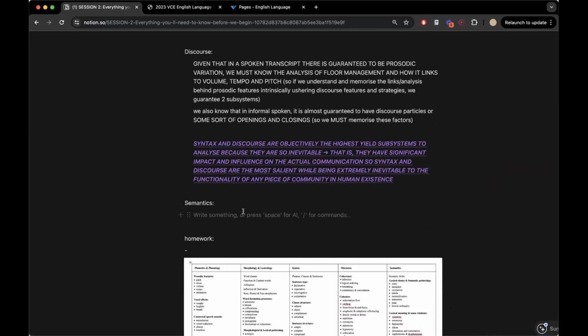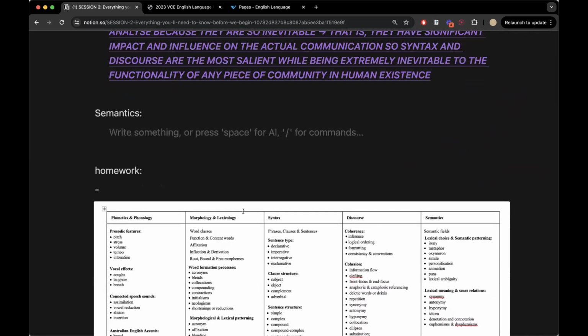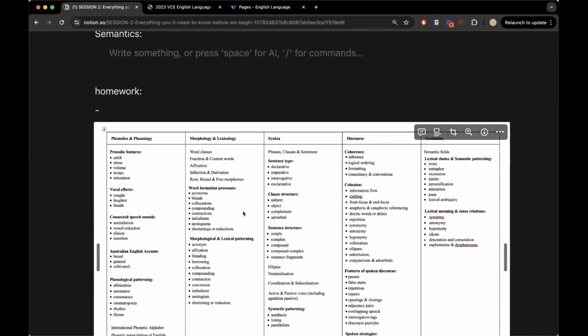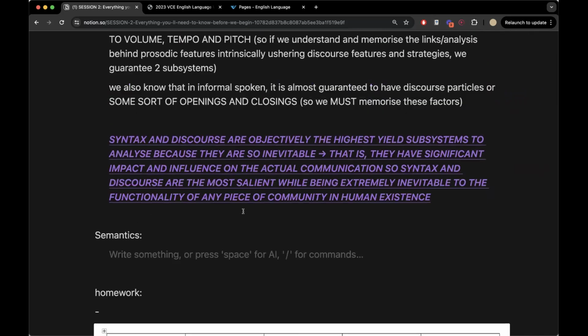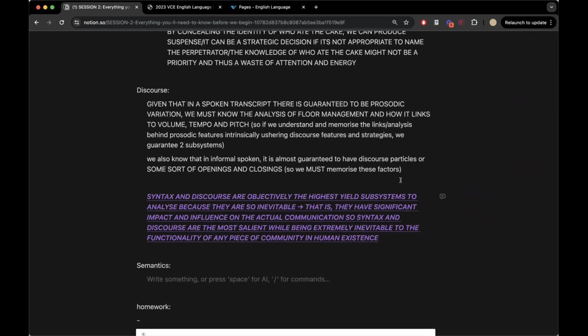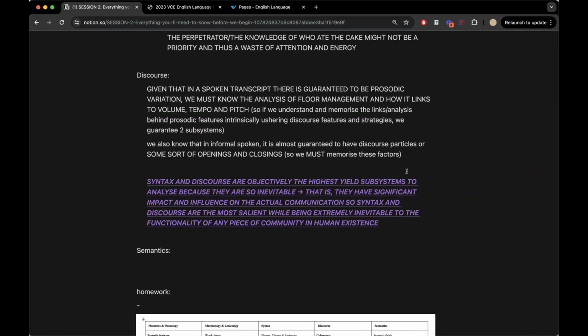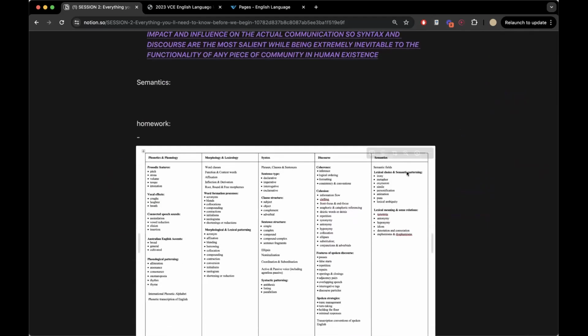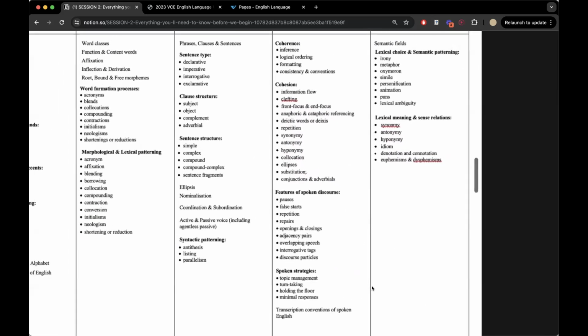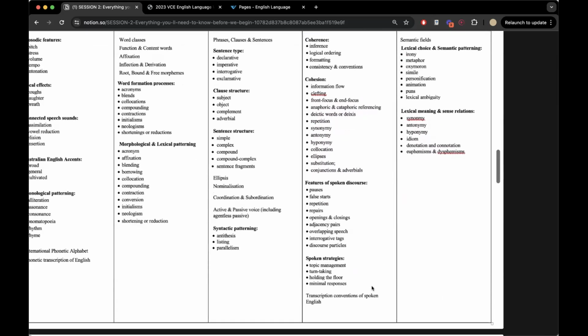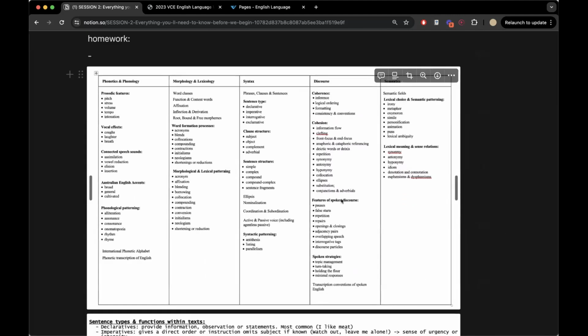Now, very briefly, semantics. Sorry, hold on a second. We're not done with discourse. That's what I was thinking. All right. So we're done with syntax. Now, as for discourse, we've talked about how spoken strategies and features of spoken discourse are basically guaranteed in anything that's spoken. Of course, know everything like the back of your hand in this table.